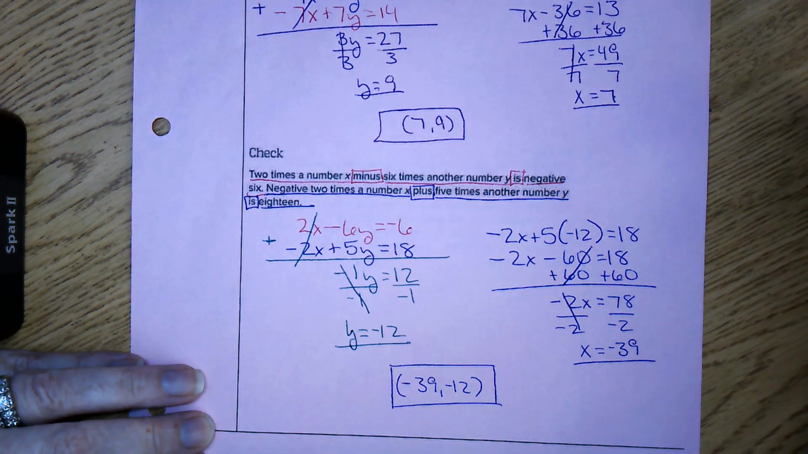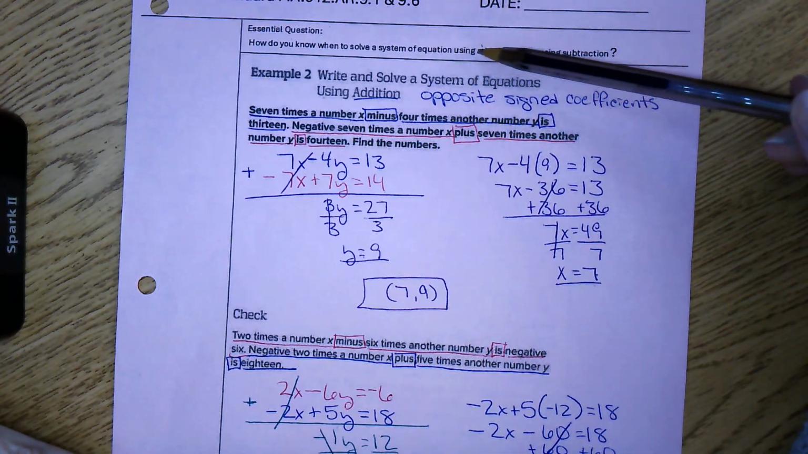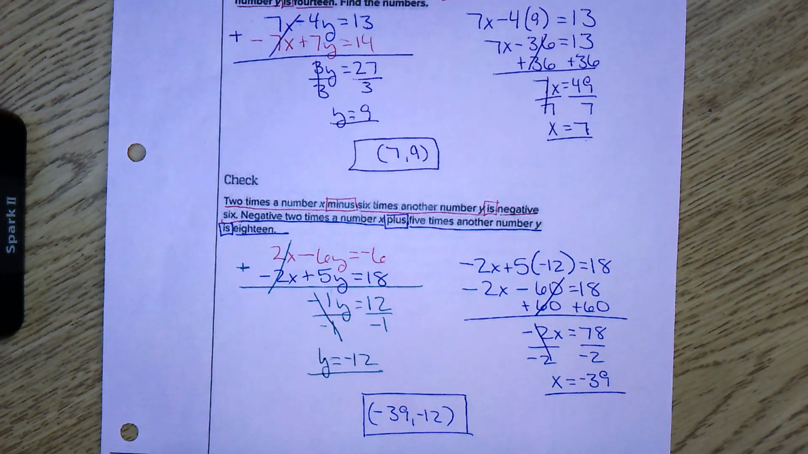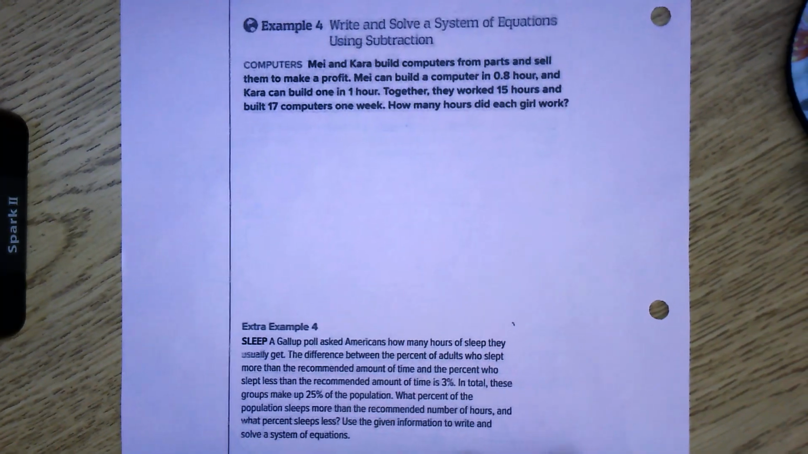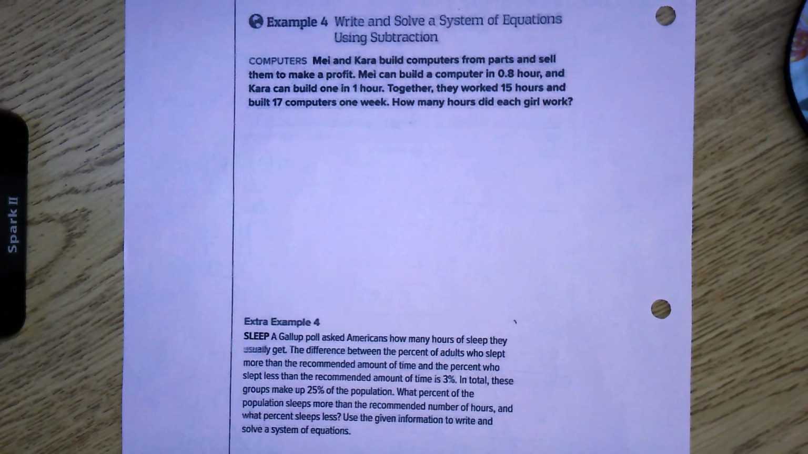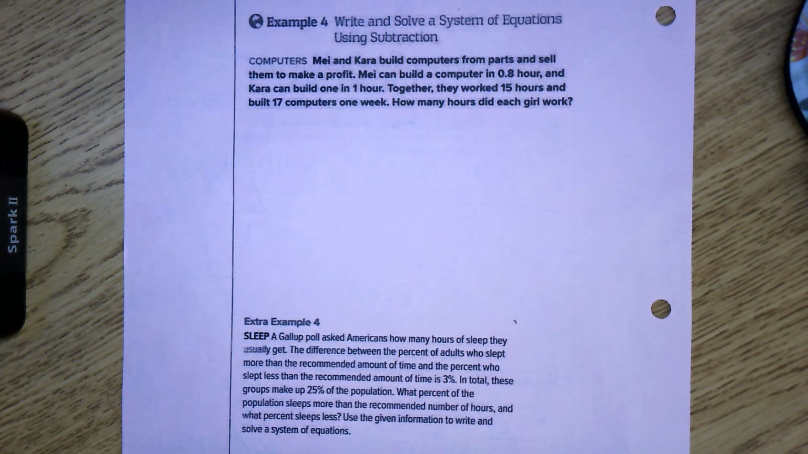All right, and again, exact same essential question as yesterday. How do you know when to solve a systems of equation using addition versus using subtraction? So exact same essential question. Let's go on the back. Now I will let you know that the first problem on the back has a typo. It was pointed out in third period, and I went on planning and I looked at the teacher book and realized that the question is asking for the wrong thing for what we're solving for. So we're going to fix that as we read through it.